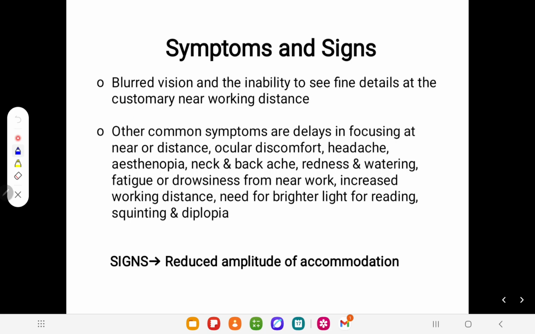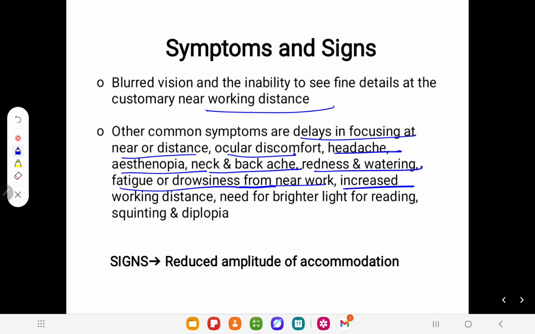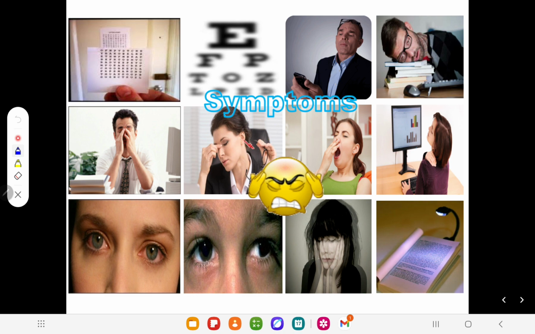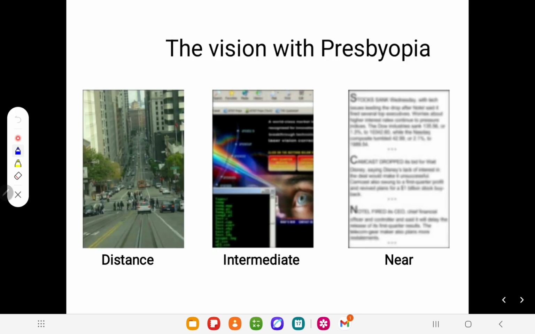So blurred vision and the inability to see fine details at the customary near work distance is very common. Other common symptoms are delay in focusing at near distance, ocular discomfort, headache, asthenopia, neck and backache, redness and watering, fatigue and drowsiness during near work, increased working distance, need for bright light for reading, squinting and diplopia. Basically, these are all signs of reduction of amplitude of accommodation. You can consider back pain and drowsiness, and stress, and all these things. But it's completely okay.